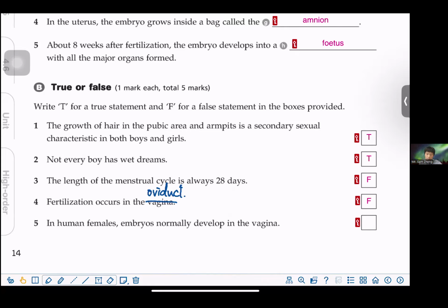Next, in human females, embryos normally develop in the vagina. Sorry, it is also not correct. The fetus should develop in the uterus. It should be the uterus.